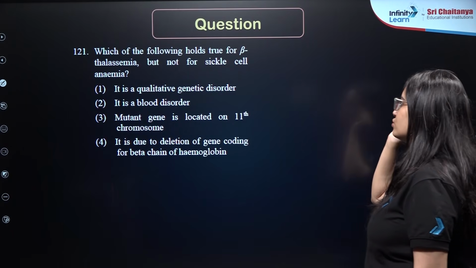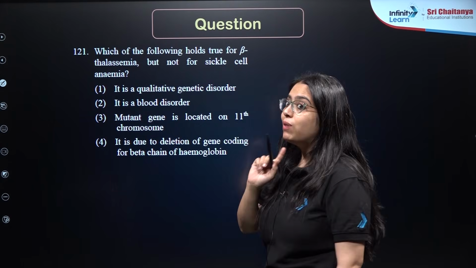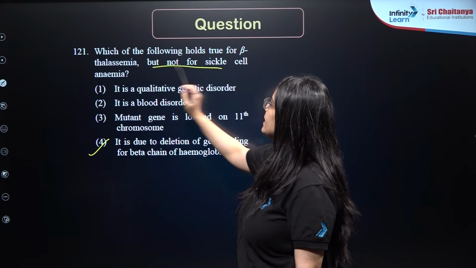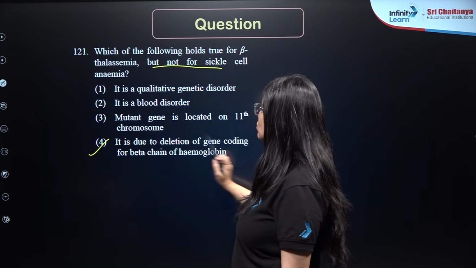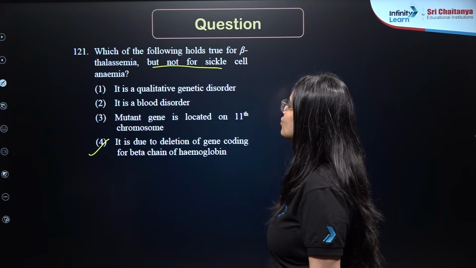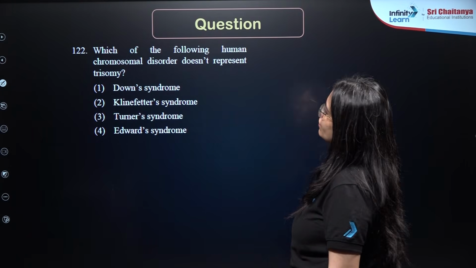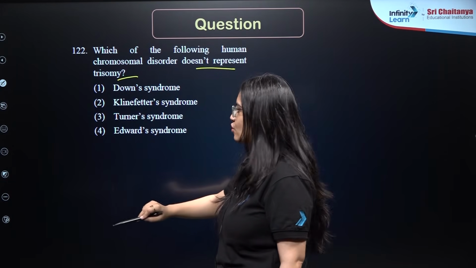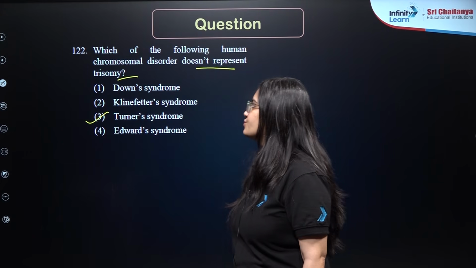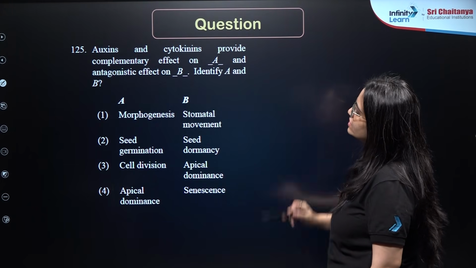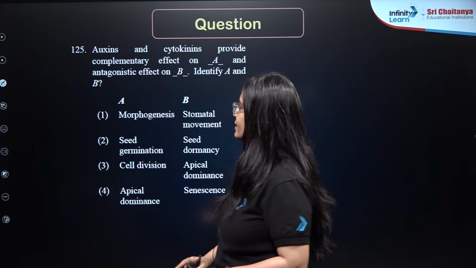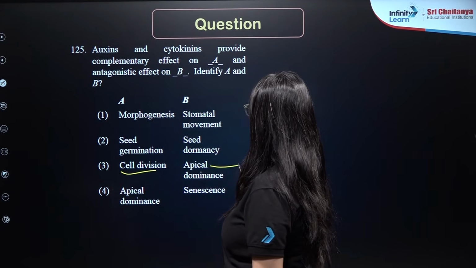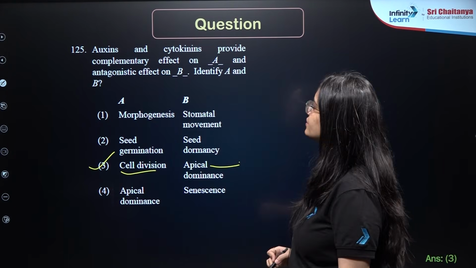Which of the following holds true for beta thalassemia but not for sickle cell anemia? The correct answer is 4. So beta thalassemia is due to deletion of the gene coding for the beta chain of hemoglobin. Which of the following human chromosomal disorders does not represent trisomic condition? It has to be your Turner syndrome. 3 is your right answer. Auxin and cytokinin provide complementary effect when it comes to cell division, and they are showing antagonistic effect when it comes to apical dominance. 3 is your right answer.